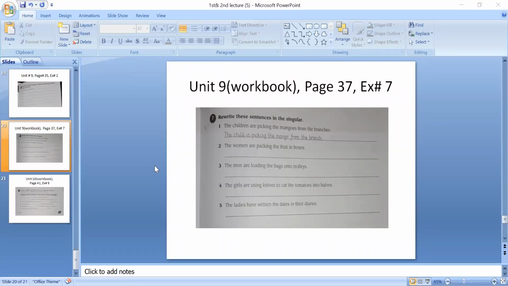Rest of the students will be writing the sentence in the blank space. Please write sentence in the blank space. Yashad, please. Yashad, I'm watching you. The lady has written the date in her diary. Write it, Yashad.